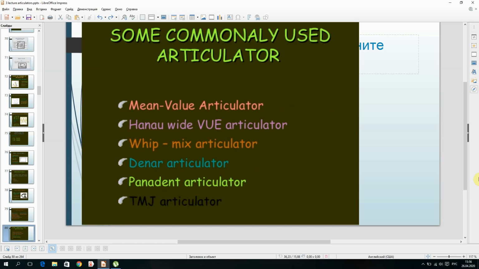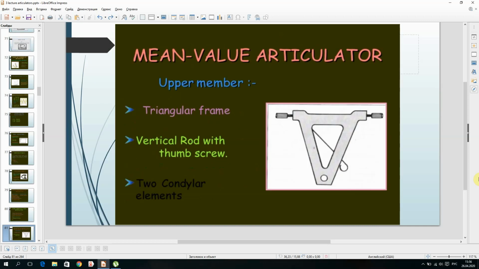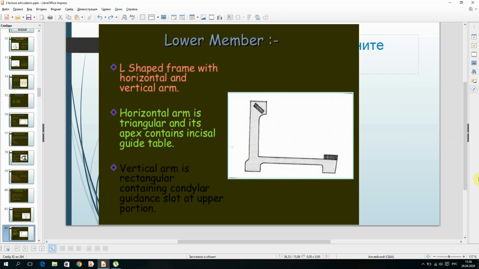Some commonly used articulators: mean value articulator, Hanau Wide-Vue articulator, Whip Mix articulator, Denar articulator, Panadent articulator, TMJ articulator. Mean value articulator: upper member, triangular frame, vertical rod with some screw, 2 condylar elements. Lower member, a frame shaped with horizontal and vertical arm. Horizontal arm is triangular as its apex contains the incisal guide table.